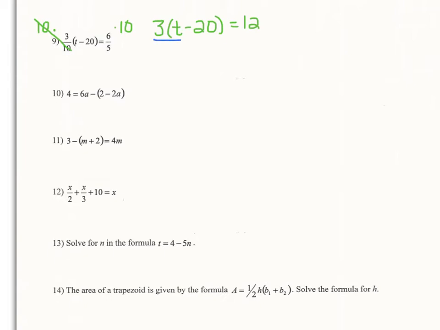I'm actually going to move the 3. I'm going to divide by 3, divide by 3, so this cancels. And now I'm left with t minus 20 equals 4. Next thing I would do is add 20 to each side. So then for my answer, I would end up with t equals 24.